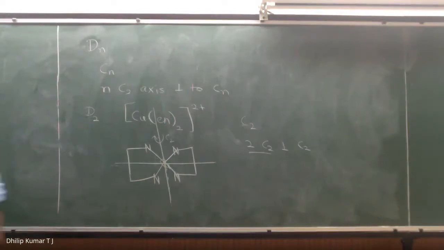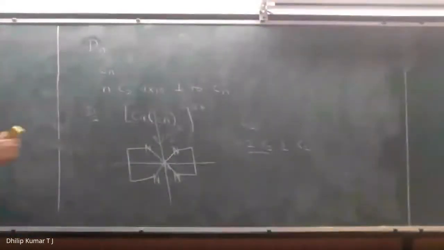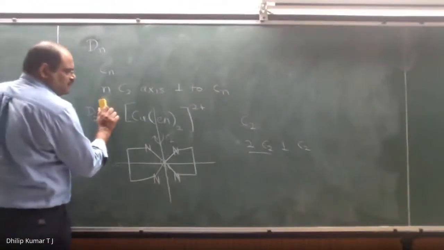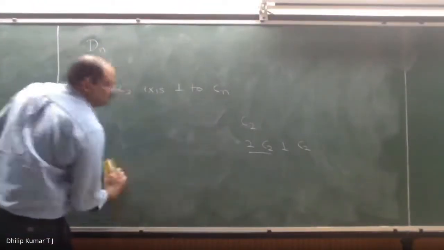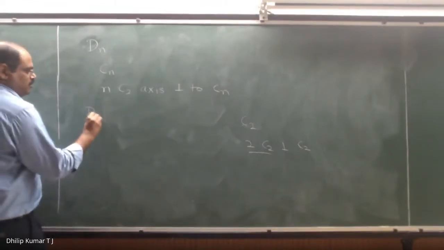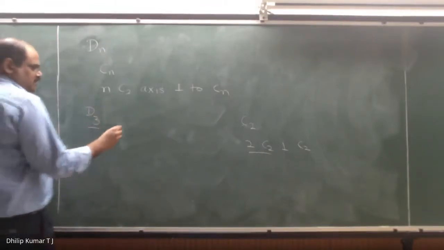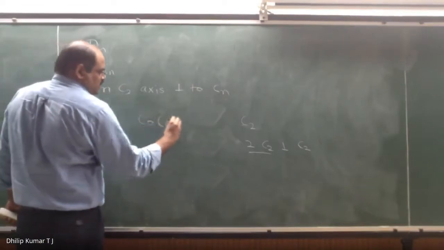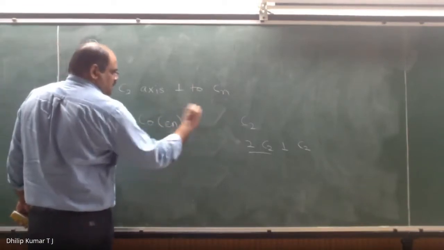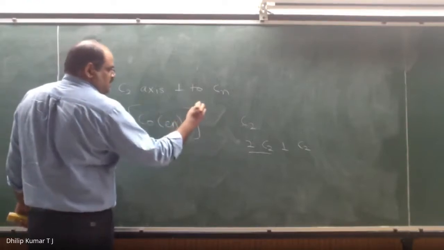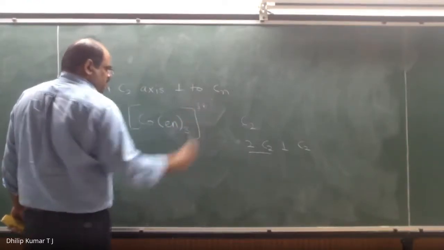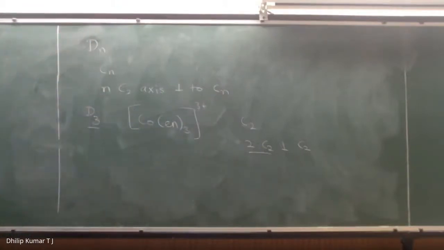We'll take one more example. I think I gave it for D3 also. So let's talk about D3. Its example is cobalt again, ethylene diamine tris. So I think this is 3 plus. So anyone tried? What is the structure of this? Looks like it is the tris ethylene diamine cobalt 3 plus complex.